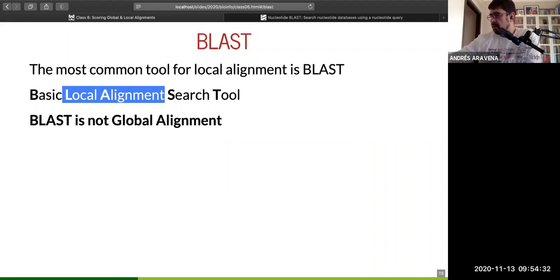So you have to take care with the result. The result doesn't say that the two things are identical. They say that they have something in common, but not that they are the same or even similar. They have part of them that is similar.